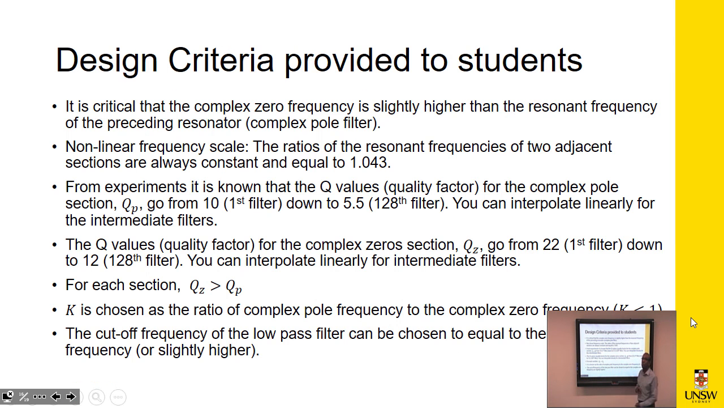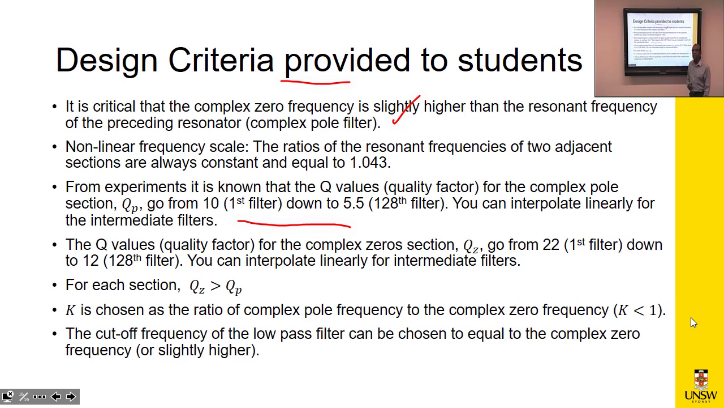Once they have done the hair cell model, they've got all these sections ready. Now we give them the parameters. They've understood now, and they need to do the implementation. So we give them the design criteria and tell them how they should be. The zero should be higher than the pole, and we give them the Q value of the resonant filters and the Q value of the complex zeros, and all these details. We tell them to implement 128 filters, give a sine input, give an impulse, and look at the output.